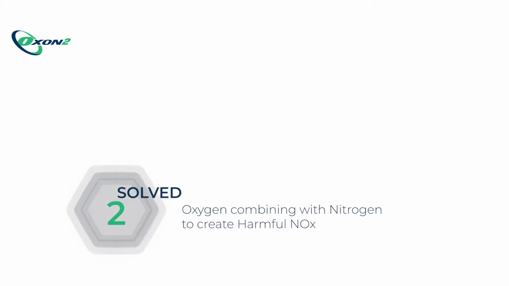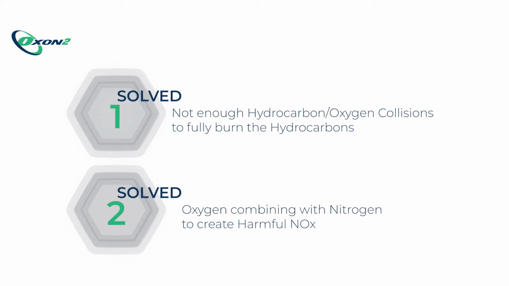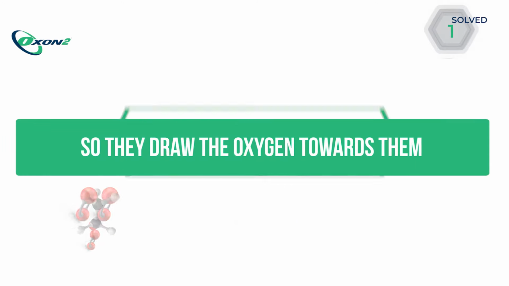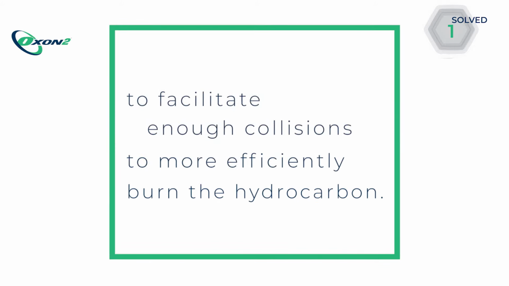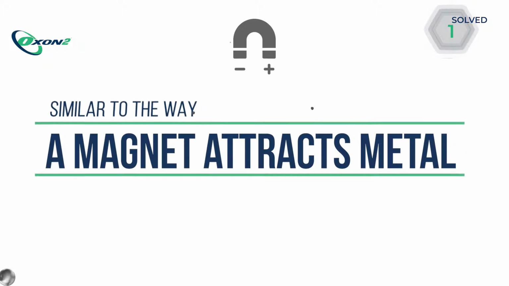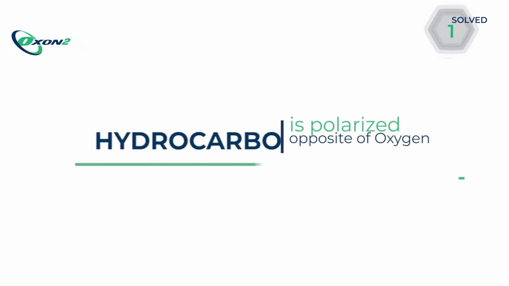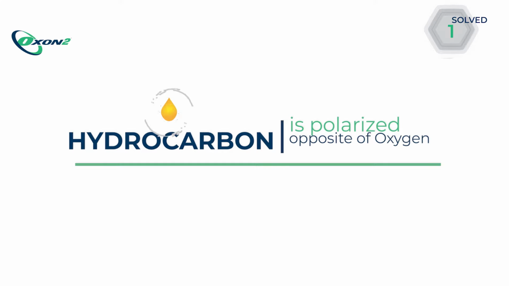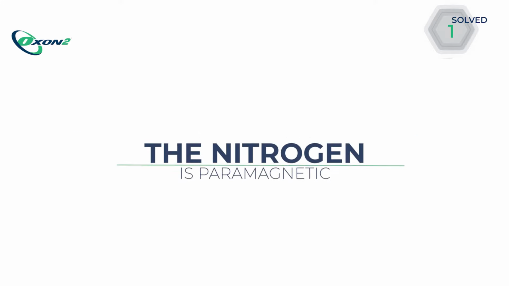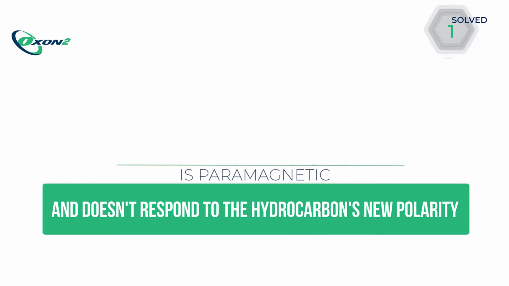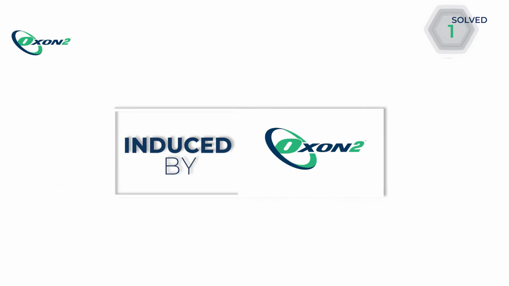Oxon 2 solves both problems by polarizing the hydrocarbon so they draw the oxygen towards them to facilitate enough collisions to more efficiently burn the hydrocarbons. Similar to the way a magnet attracts metal. The hydrocarbon is polarized, opposite of oxygen. The nitrogen, though, is paramagnetic. They don't respond to the hydrocarbon's new polarity induced by Oxon 2.